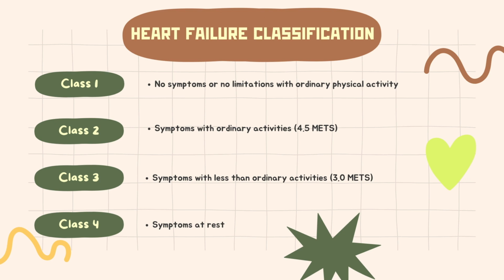Class 3, symptoms with less than ordinary activities. So that is 3.0 METs. 3 METs are things like bathing, cooking, washing the car, sweeping, light gardening, or walking at 3 miles per hour. And then class 4, you have symptoms at rest. So this is when it's gotten really bad. You're always having fatigue, dyspnea, and palpitations.